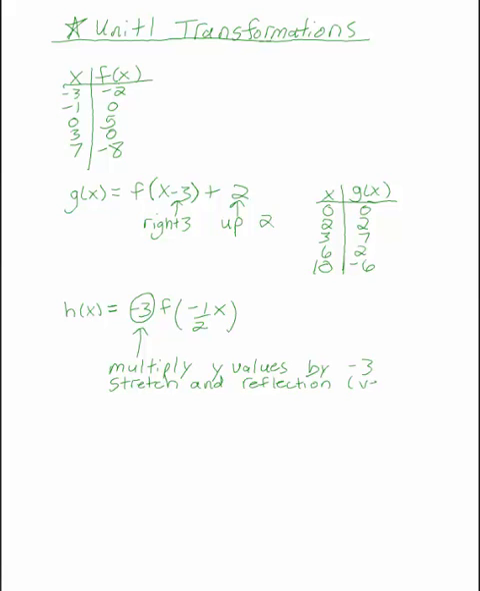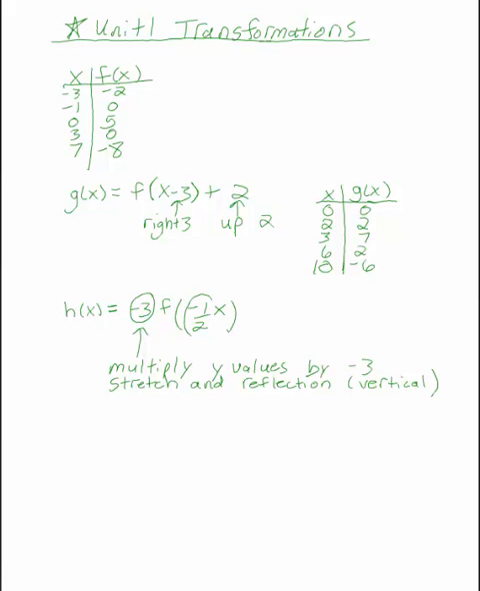And I should be saying the direction here. This is vertical, since it's in the y direction. So it's vertically stretching by a factor of 3, and we're getting a reflection over the x-axis, because we're reflecting vertically, which means we'd reflect over the x.